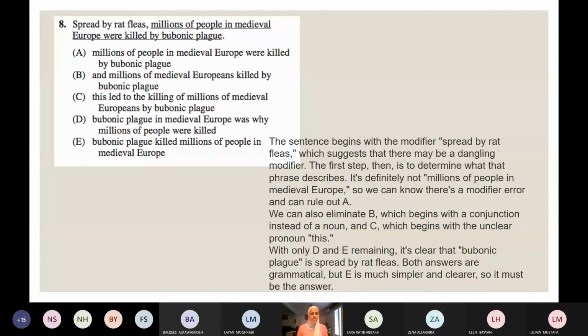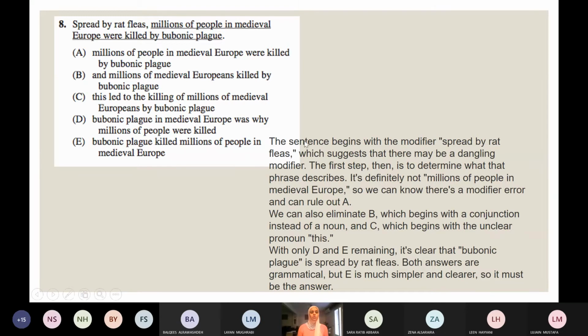So D is also correct, teacher. So when you have an exam and you say, teacher, two answers can fit. Yes, two answers can grammatically fit, but one is easier, one is clearer. Okay?